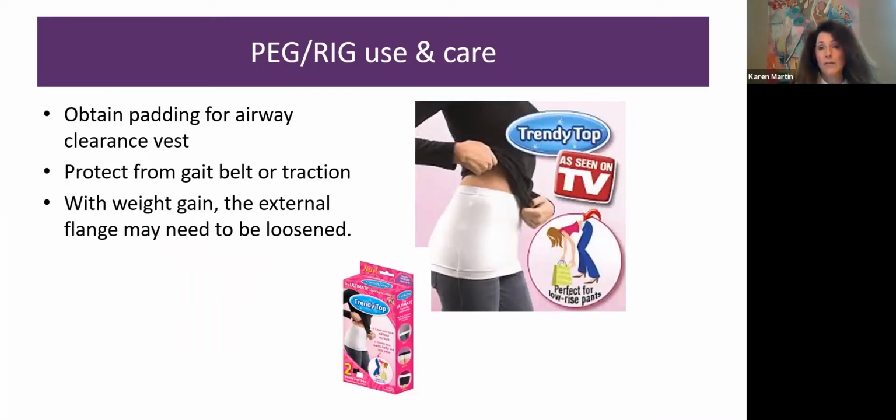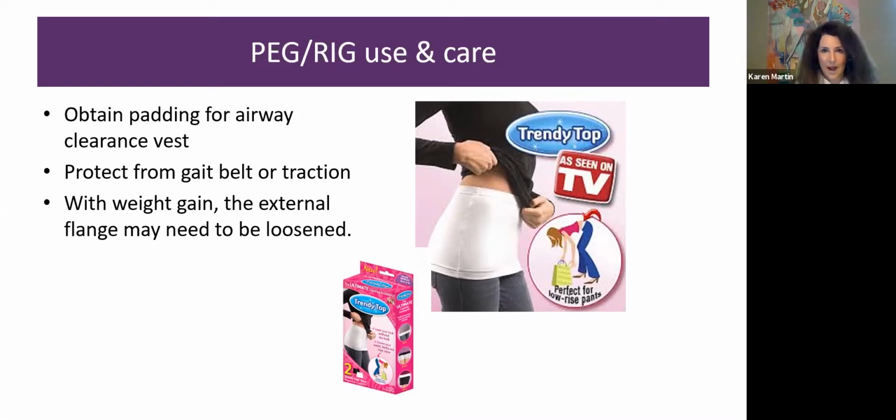So if you have an airway clearance vest, which many of our bulbar patients might still have, you can get padding from the vest company so that it doesn't cause problems with your feeding tube site. You also want to make sure that you protect your tube from gait belt or traction by turning in the covers. You don't want to get that tube pulled. And then we can get that loosened.